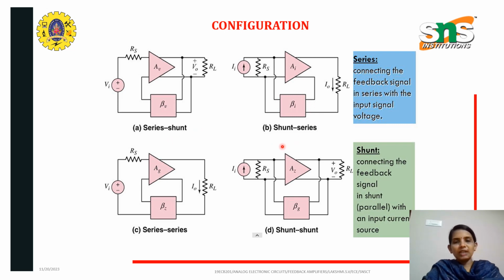When we go with the shunt series, you have the current as the source, and here you can see the series mixing, and here the shunt parallel connection is done. Similarly, for series series, the voltage is taken here, so the series type of mixing and the series type of sampling is done. Here the sampling is shunt, and this mixing is also shunt. You can see the current source here. These are the four categories of feedback topologies.